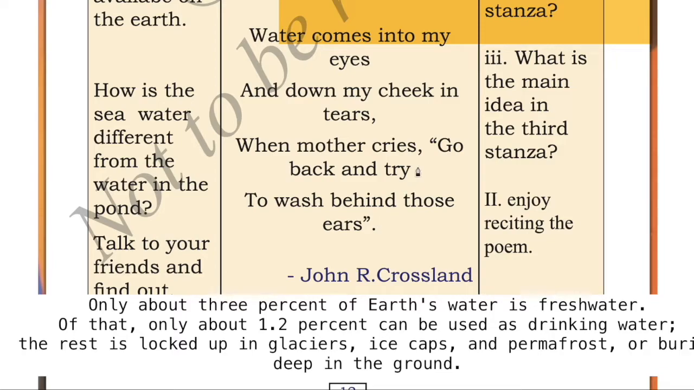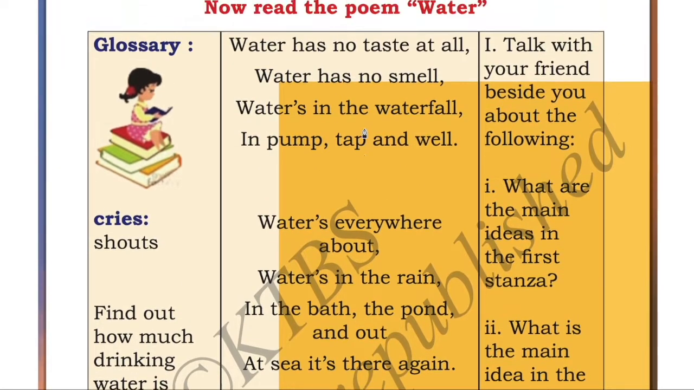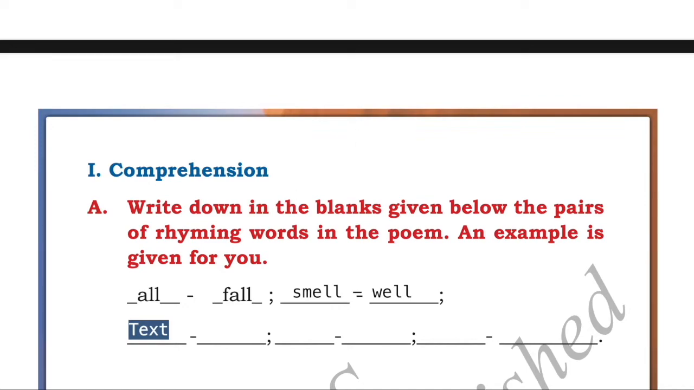Okay, so what were the words that we discussed? We have tears and years, right? And what else? We have rain and again, out and about, etc. So let me just write one and leave the rest to you. Tears and years.